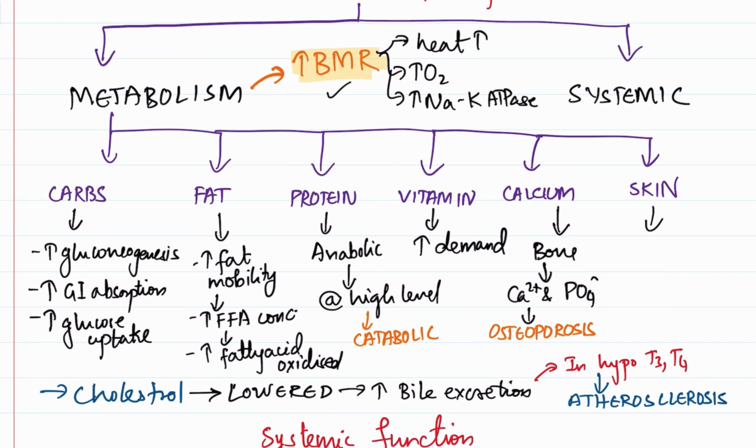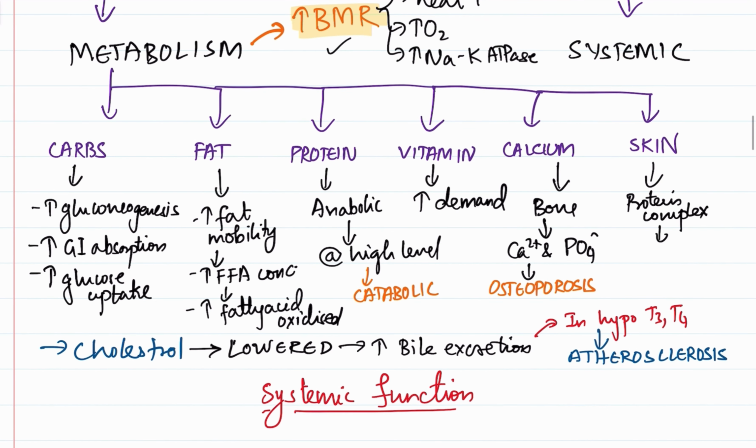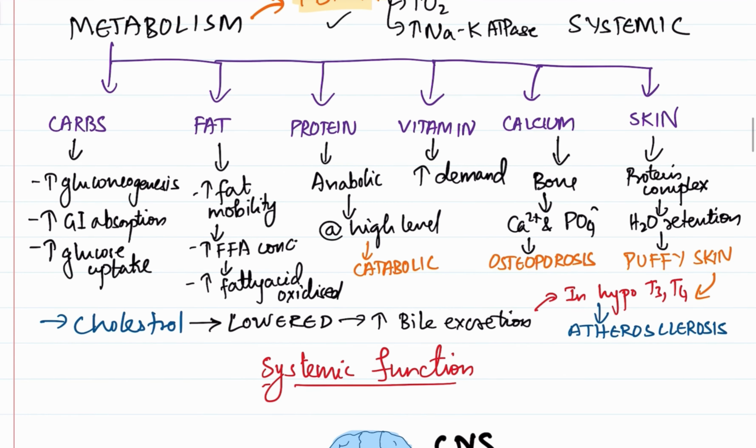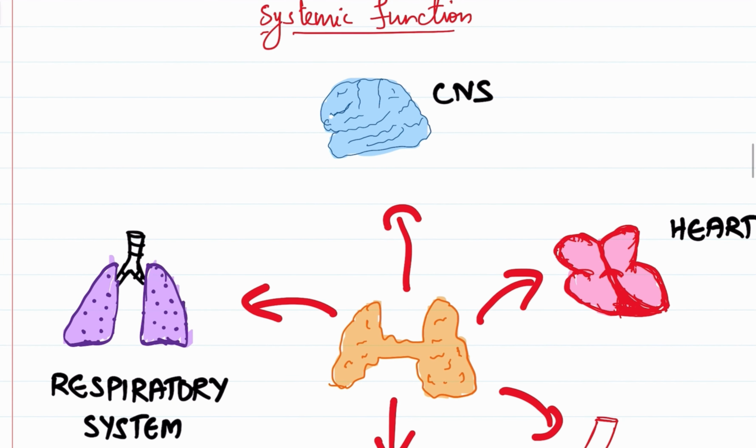Now, what about the skin? In skin, we said that in hypothyroidism, there is going to be catabolic action on the protein metabolism. As a result, there will be accumulation of protein complexes in the skin. These protein complexes will lead to water retention in the skin, and that is the reason for puffy skin. There is dry puffy skin which is seen in hypothyroidism. So that's about the metabolic functions.